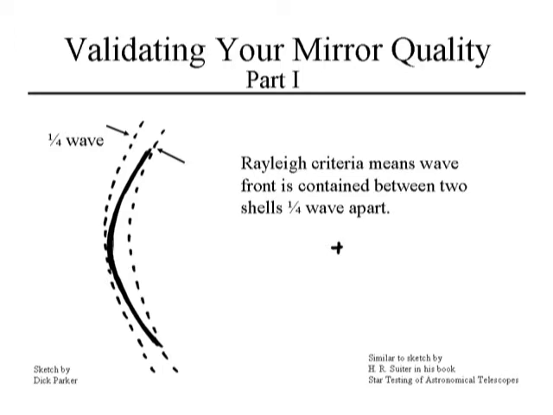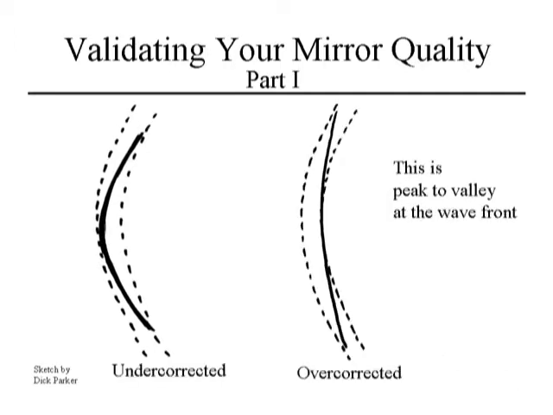Now this can also be thought of as what we call peak to valley, high peak and low valley. So the peak to valley is 1/4 wave, and these are wave fronts. What it was showing here is the undercorrected condition. It's also true for the overcorrected condition, where the edge rays are lagging the center rays by 1/4 of a wave. Both of those conditions are at the limit of the Rayleigh quarter wave criteria as we understand them. Remember, this is peak to valley at the wave front.